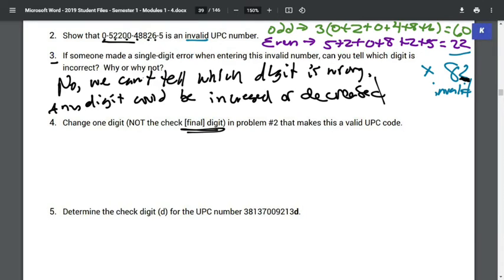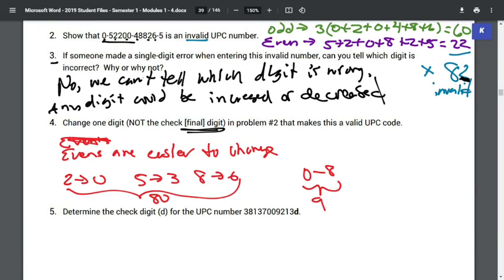So there's a few options that we have here, so there's not one way that's more correct than the other. I want you to try this one on your own to see if you can figure out which digit you would change. So pause and try that problem on your own.